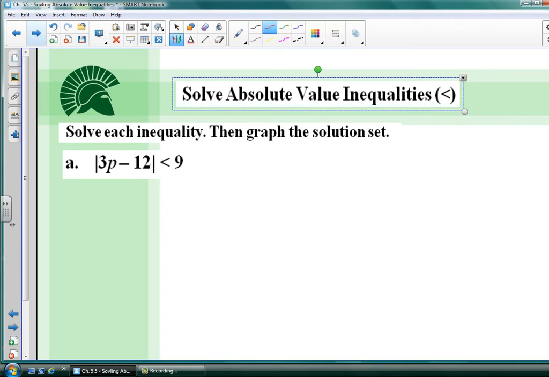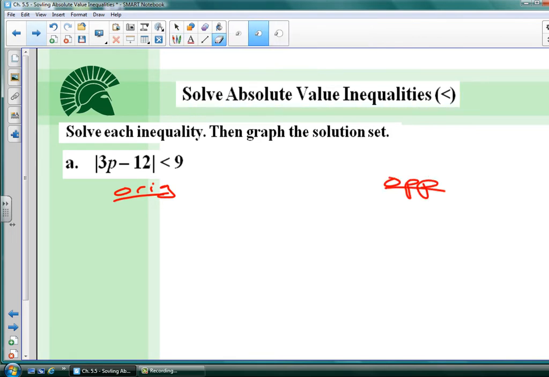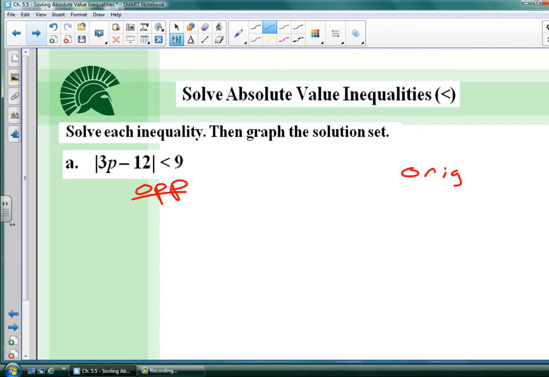So again, I'm going to split it up into my original on this side and my opposite. If you'd like to switch it to the other side, where the one going in the negative direction is on this side, you do the opposite and the original. It doesn't really matter, as long as you remember that you still have to do two cases. So if this is my opposite, I have 3p minus 12, and since I'm splitting it up, I'm going to put -9 over here, and I'm going to come back to that. I have 3p minus 12 on the right, and I'm going to put less than positive 9.